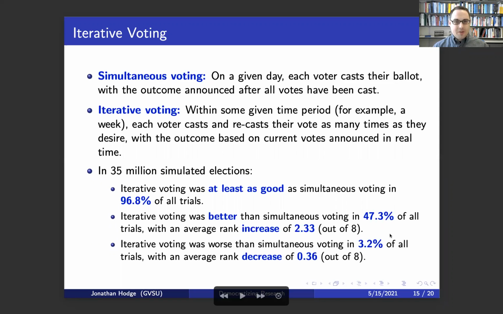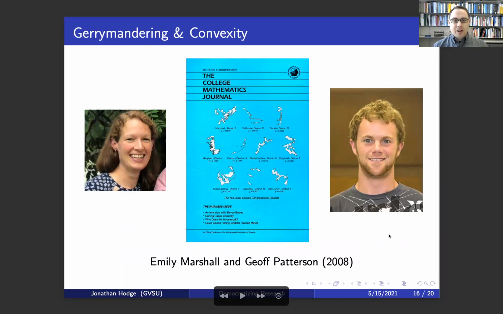I want to just mention a couple other projects before I wrap up here. In addition to the work on the separability problem, which kind of got me started in this area, I had a couple of students in 2008 define a convexity-based measure of gerrymandering and calculate this measure for all 435 congressional districts, and also prove some interesting theoretical results about that. Emily and Jeff both went on to get PhDs in mathematics. And one of the things that made this project so exciting was, first of all, we published in the College Math Journal, which was really exciting, and we made the cover of it.